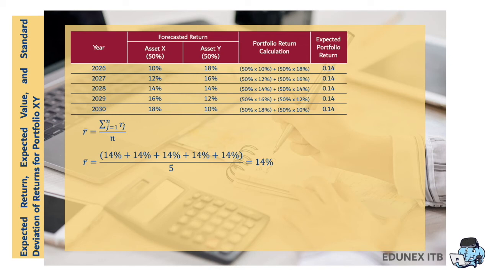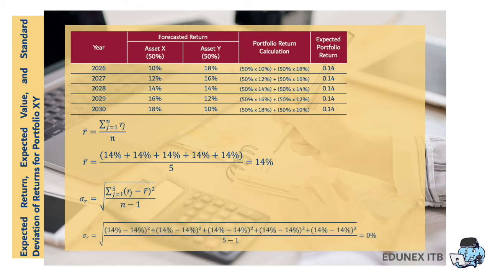Formula that applies when using historical data to estimate the standard deviation is this one. And by this calculation, we got the standard deviation of this portfolio is 0%. It implies that the portfolio have no risk based on the correlation from assets in portfolio.